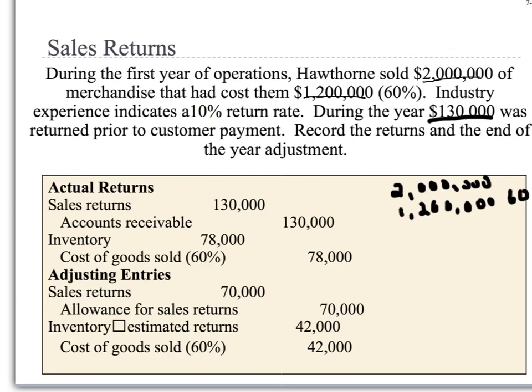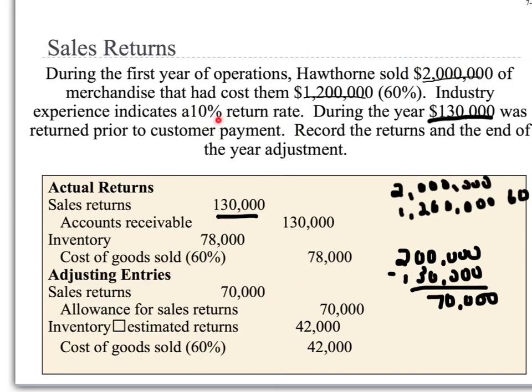We said, again, doing 2 million times the 10% gets us 200,000. Well, we've already booked 130,000, so we can take the 130 out of the equation. That leaves us with 70,000 that we still have to book because we think that the estimate is correct at 10%. So this is where the 70,000 is what we're going to book for the sales return.